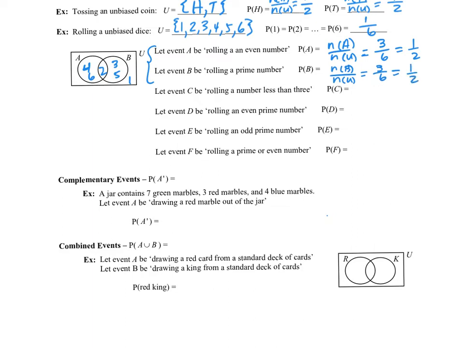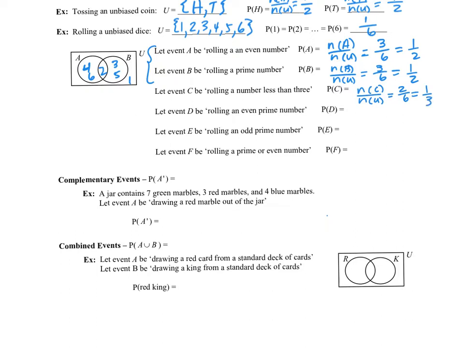Okay? And then how about this one? The probability of rolling a number less than 3. How many numbers are there less than 3? That is just 1 and 2. So the number of ways that C can happen out of the number of possibilities in the universal set would be 2 out of 6, which reduces to 1/3.